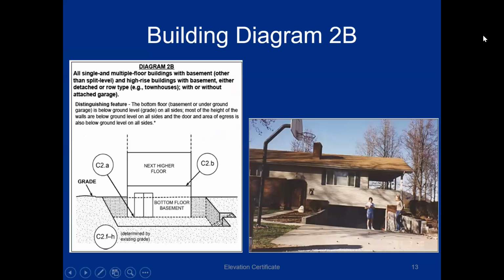Okay, building diagram 2B. I'm glad they added this one. This one's been around for the last couple of versions of the elevation certificate, but for a long time there wasn't a diagram that would describe this situation. Now, I have seen a lot of people propose construction that looks like this, and they say, wait a minute, this is not a basement because it's at grade on this one side. But it's only at grade because they dug this big hole around it. So that's one of the reasons I like this diagram. Again, that lower area is below grade on all sides. It's defined as a basement.